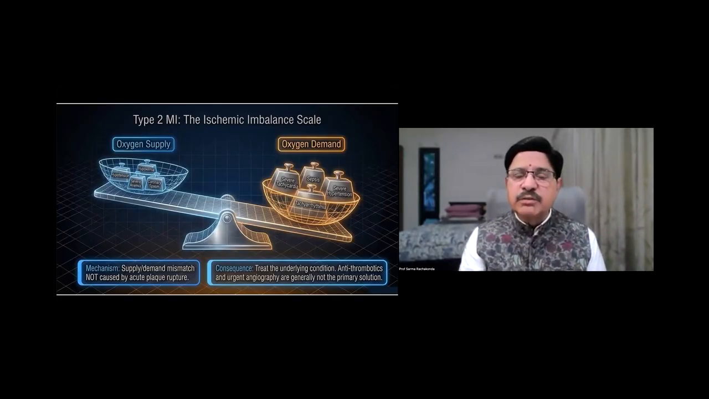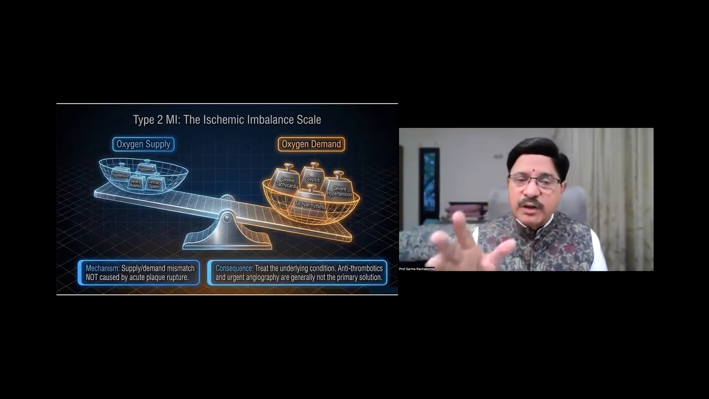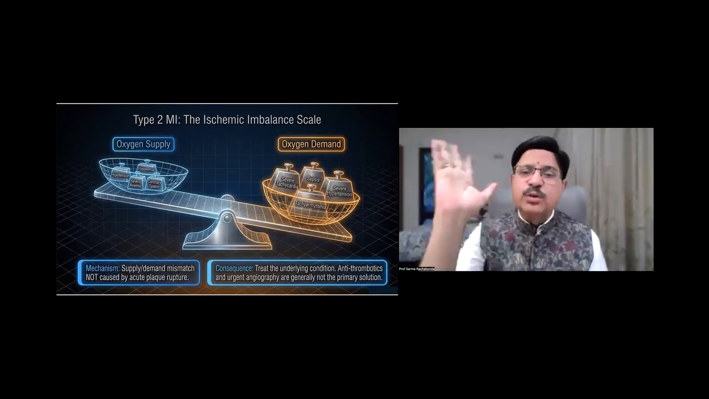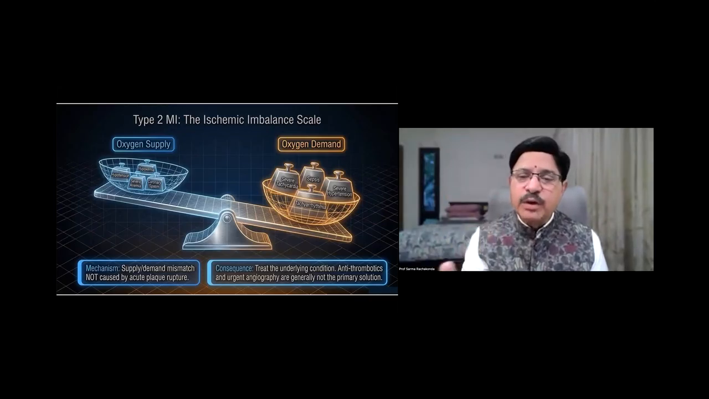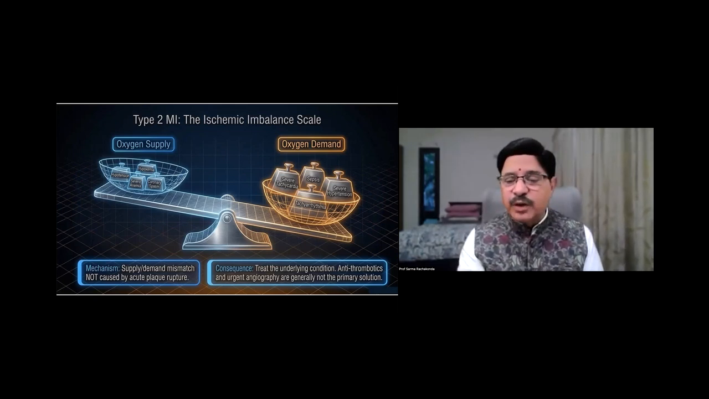What is the consequence? Don't rush into angiography and bypass. Treat the underlying condition. Antithrombotics are not indicated. Urgent angiography is generally not the solution. In fact, you should not give antithrombotics for a type 2 myocardial infarction. See, is it not a great message for all of you?